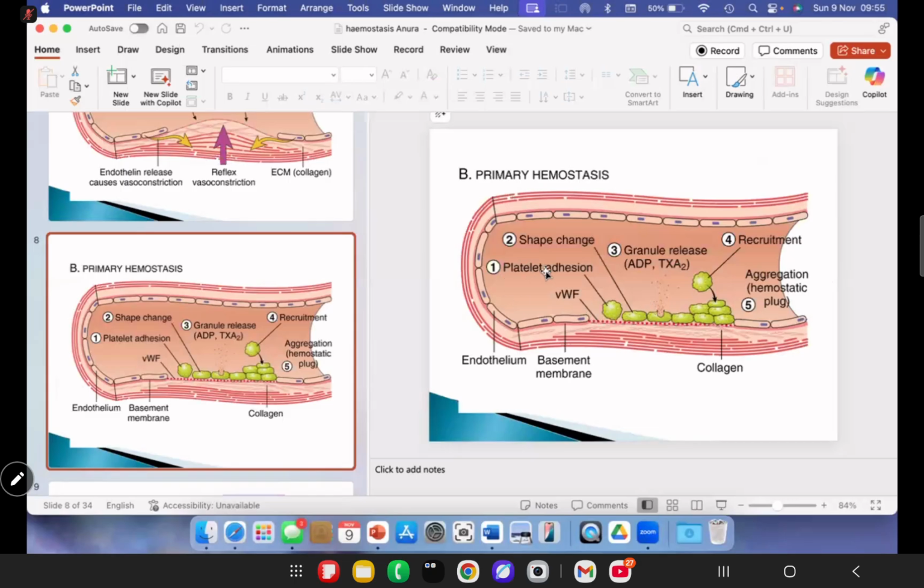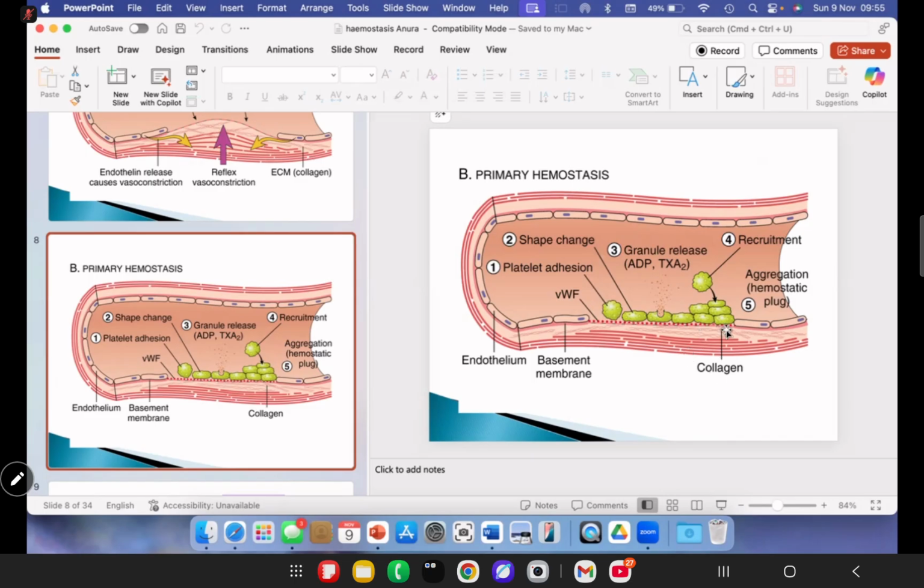What happens? The first one is platelet adhesion, and the shape of the platelets changes, and then the granules of the platelets produce ADP and thromboxane, which attract more and more platelets to the site, like this, and it is a plug formation. That is called aggregation, and after that it is called a plug.